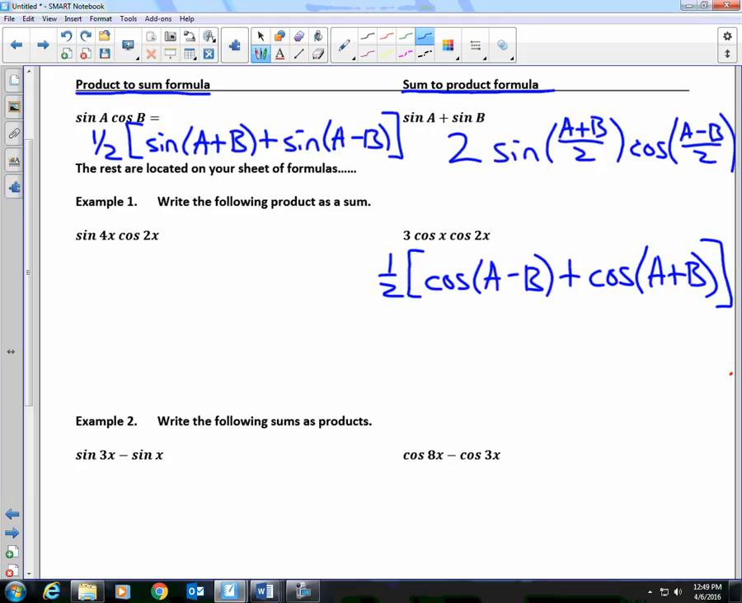Is that right? Well, look at your sheet, because I don't see mine. So it is? Okay, great.